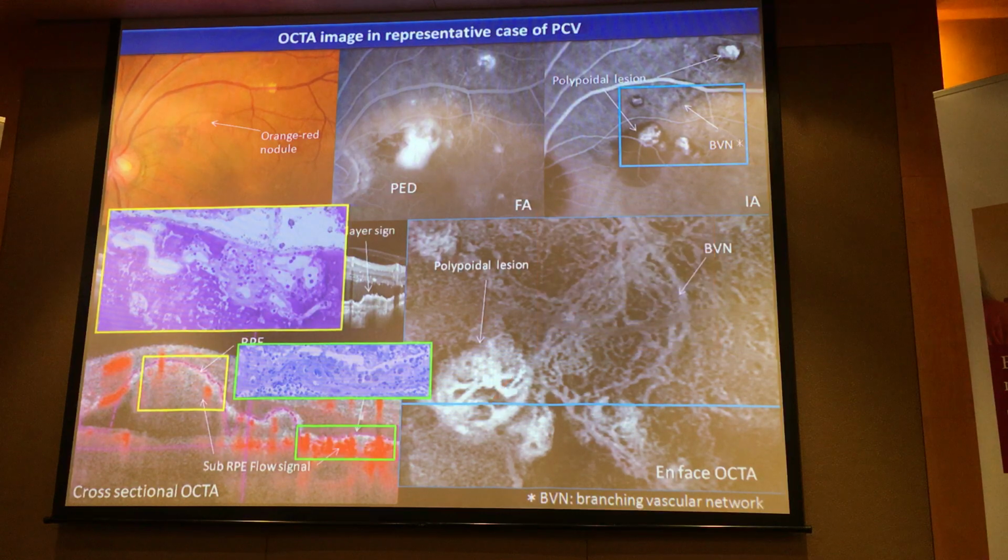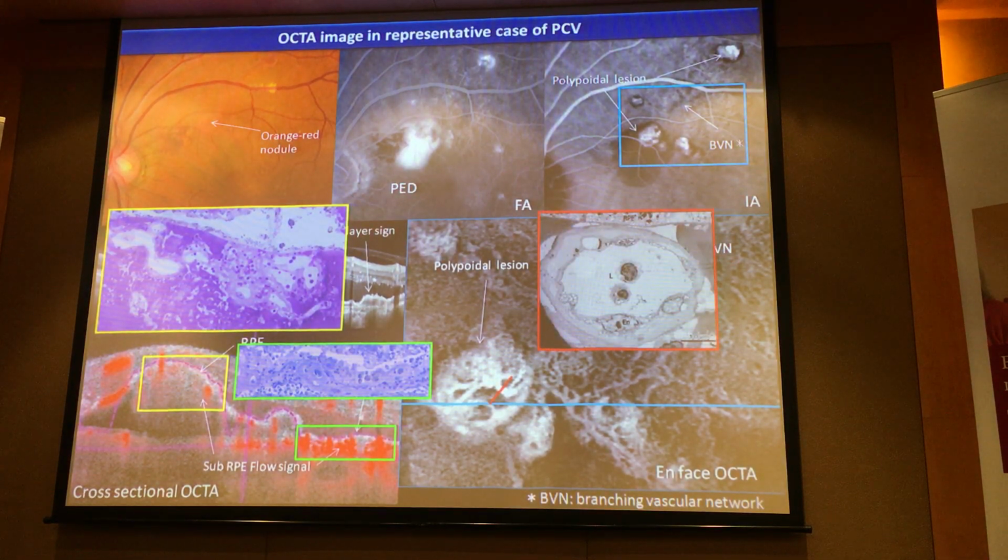And also, if you look at this blood vessel, maybe there is a very mature wide lumen, showing wide lumen and blood vessels that we observed.